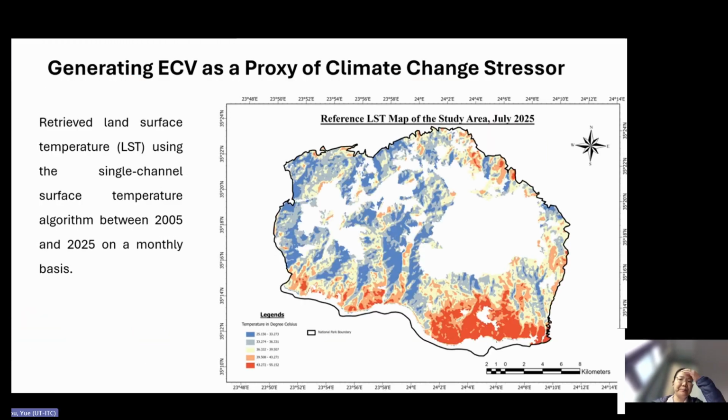So this is an example of the land surface temperature map of the study area. Because we are only interested in ecosystems with forests, with trees and grassland, we masked out a large area. This is an example of land surface temperature, and you can see some extremely high temperature areas.